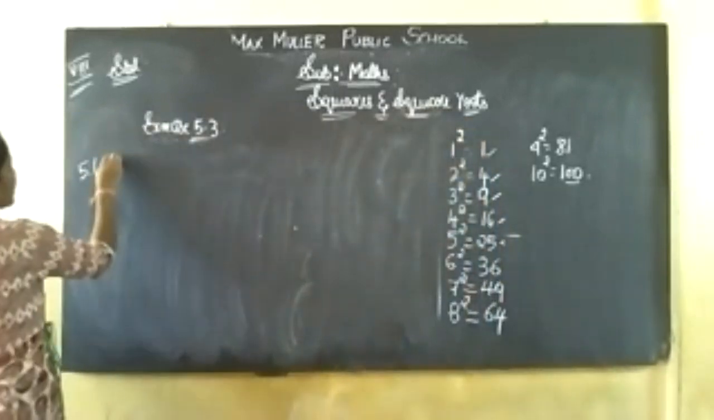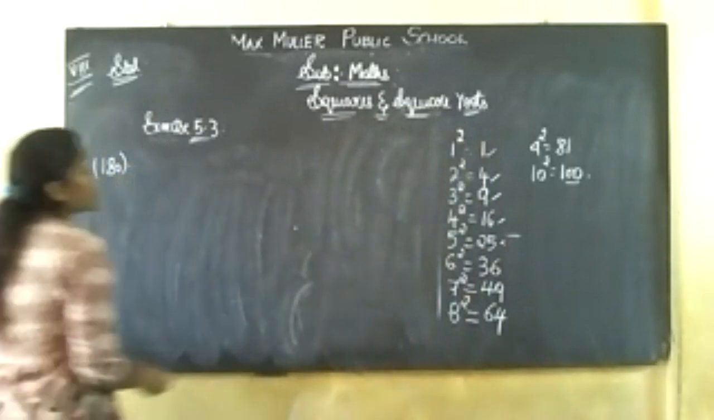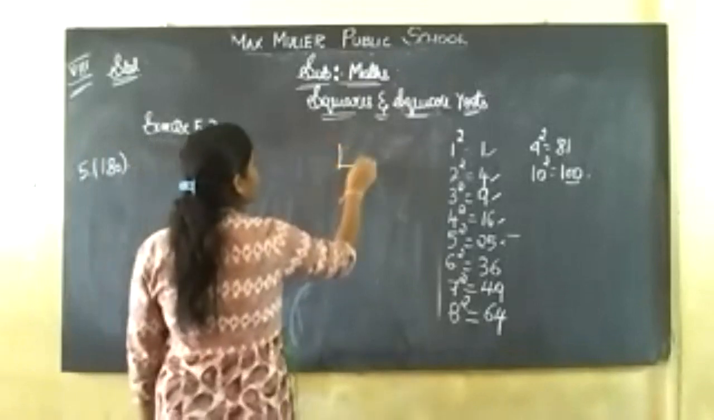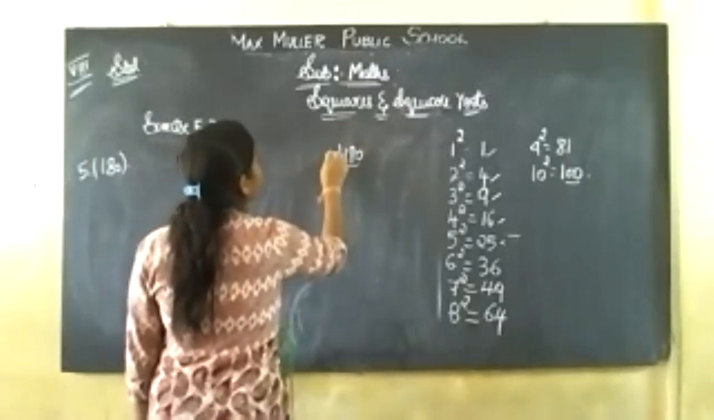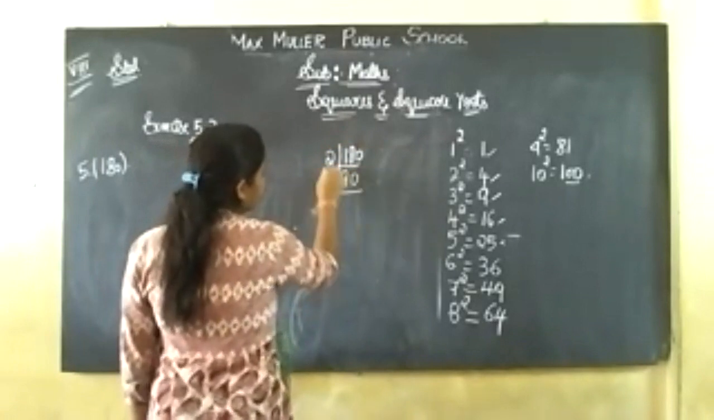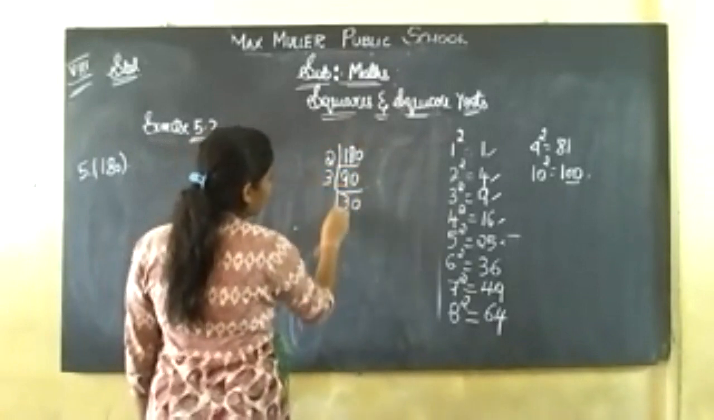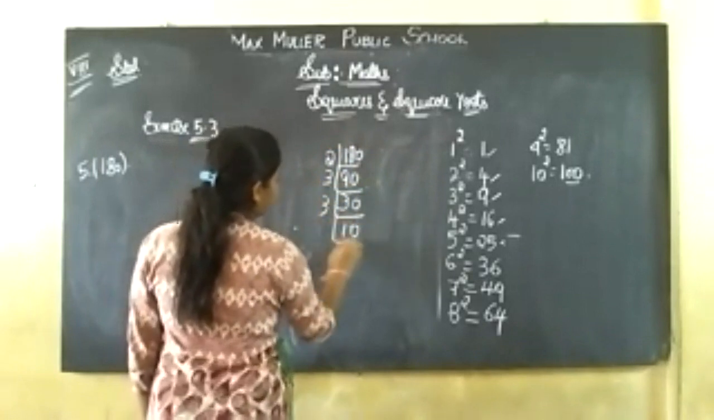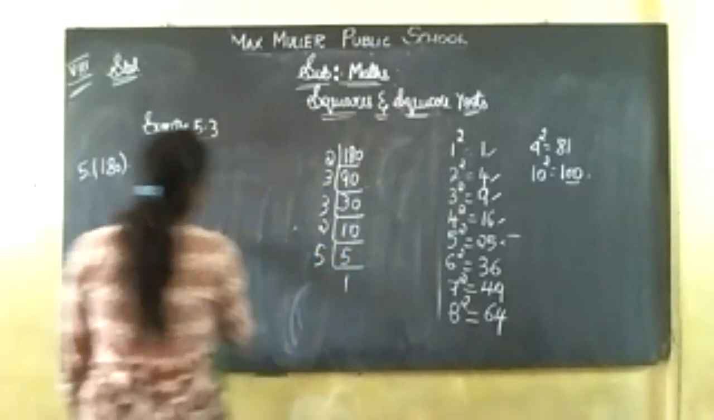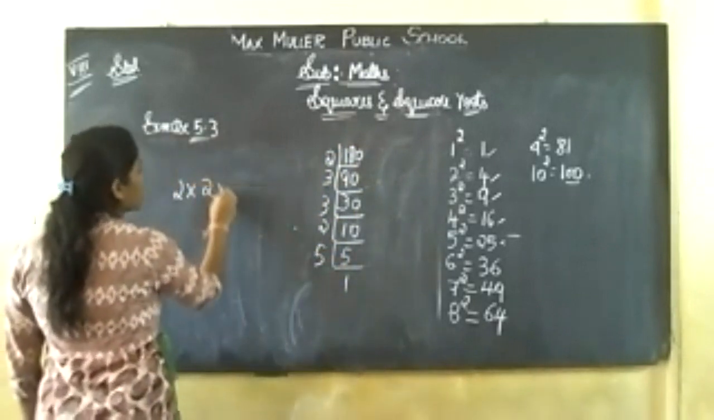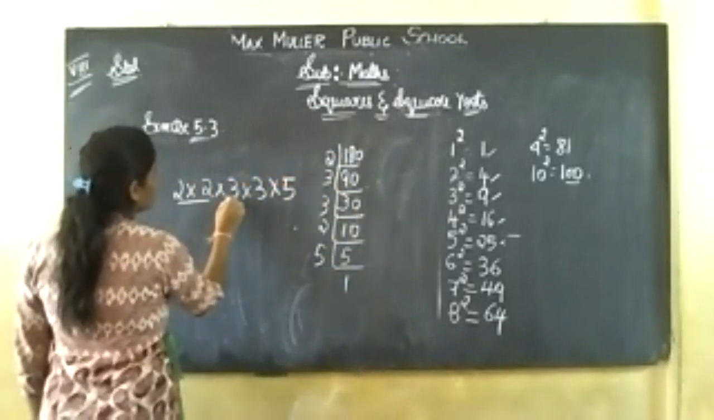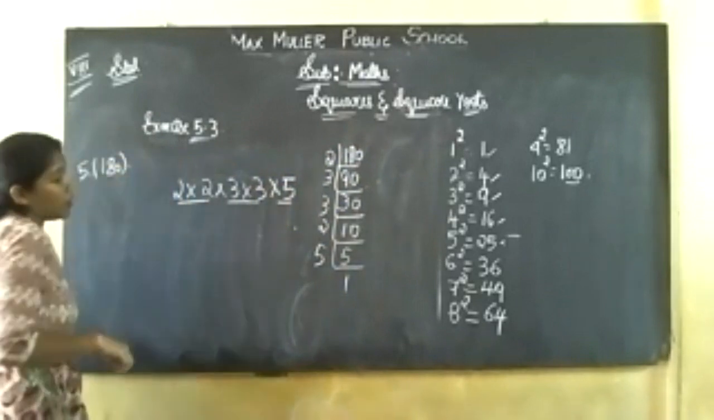Okay, the given number is 180. You have to find out the square root for that 180. 180: 2 9s are 18, 0; 3 3s are 9, 0; 3 1s are 3; 2 5s are 10, 5 1s are 5. So it is 2 cross 2 into 3 cross 3 into 5. There is no pair for 5.